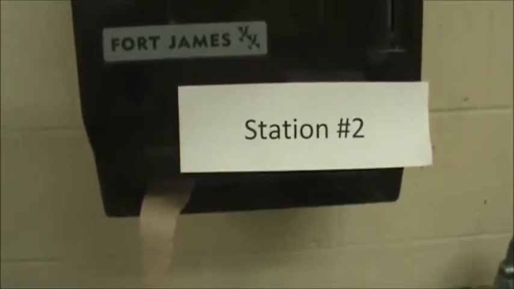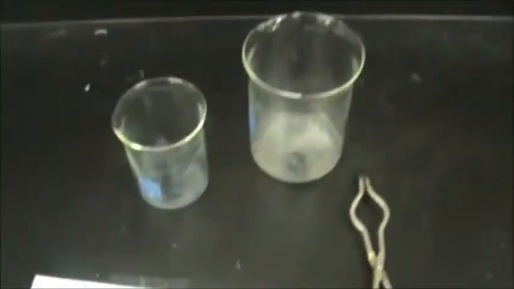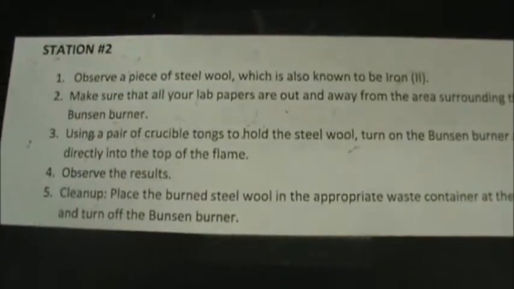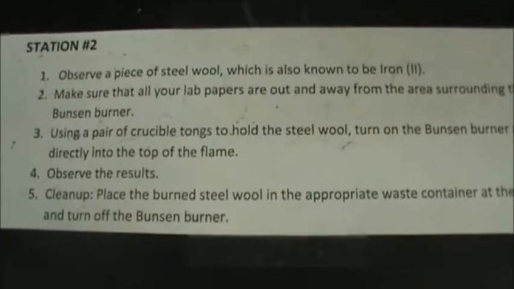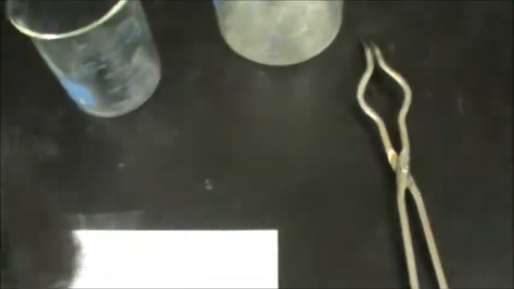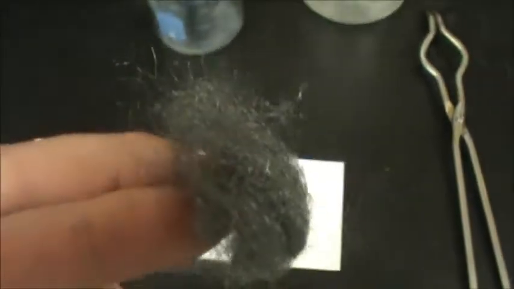Now we got station number 2 to deal with. Station number 2 is a fairly simple procedure. And if we zoom on in here, what we're going to observe is a piece of steel wool. Alright, looks kind of like this guy right here. Same old stuff that you can buy at the grocery store. I don't know, maybe you can. I think you can. I've never really bought steel wool at the grocery store, but I think that's there. People got to wash their pots and pans somehow.